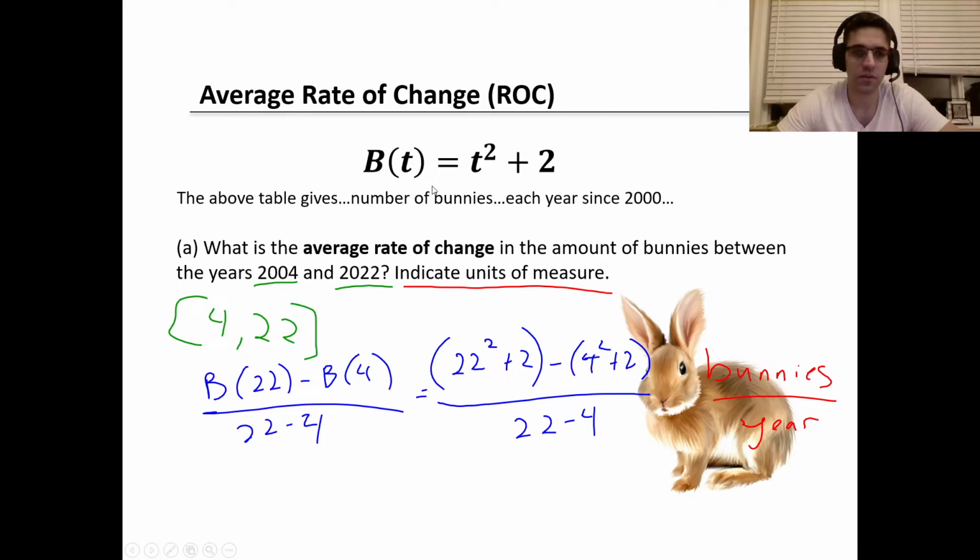If we plug in b of 22 and b of 4, we get this function right here. B of 22 minus b of 4 over 22 minus 4 would be our setup for our average rate of change. We evaluate, so 22 squared plus 2 minus 4 squared plus 2 over 22 minus 4. And again, we have our numerical values set up in this difference quotient, so we are not going to bother simplifying any further. And don't forget our unit of measure, bunnies per year.